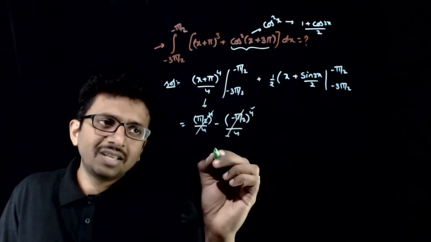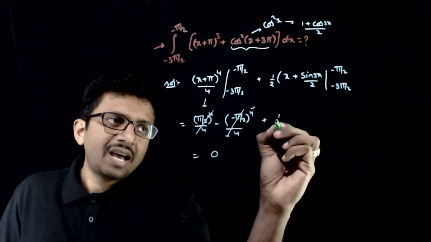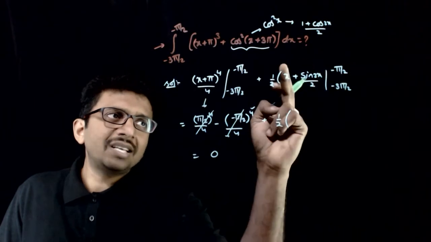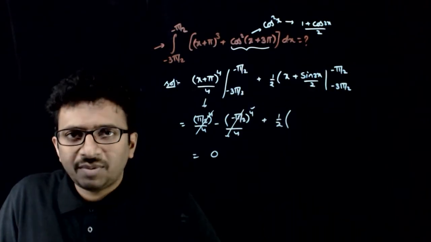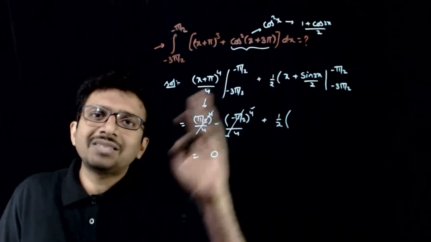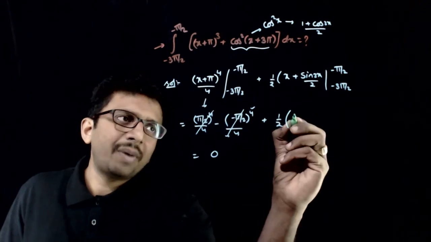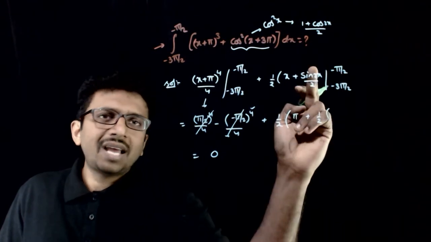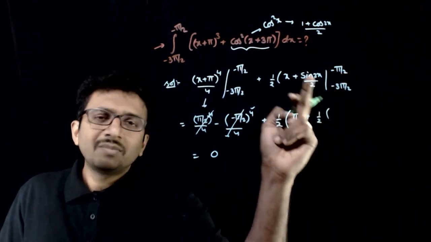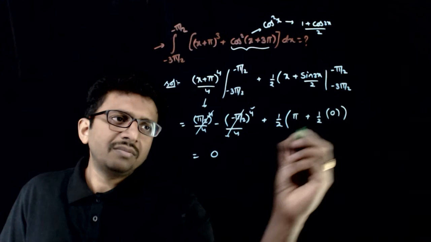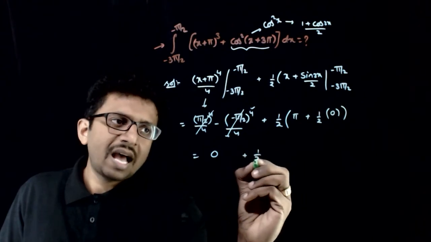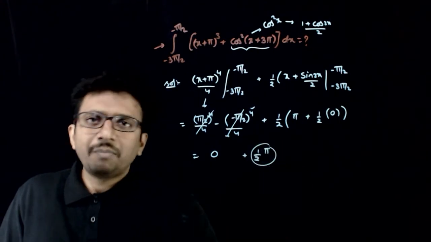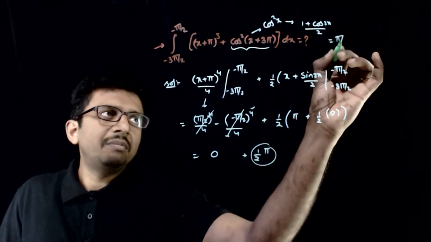That means this is equal to 0 plus half times, if you put x is equal to minus pi by 2, minus pi by 2 minus of minus 3 pi by 2 is minus pi by 2 plus 3 pi by 2. That is pi. Plus half times sine 2x, sine minus pi, sine minus 3 pi, both are equal to 0. So you get plus half times pi plus 0. So the answer is pi by 2.